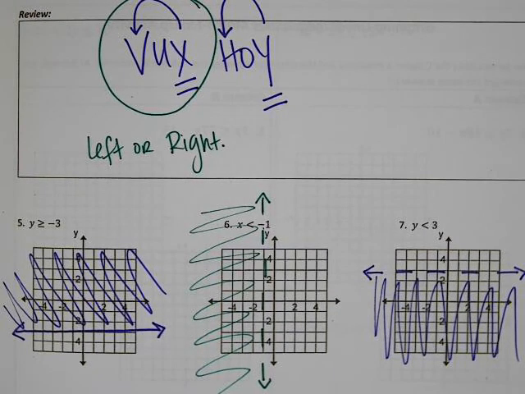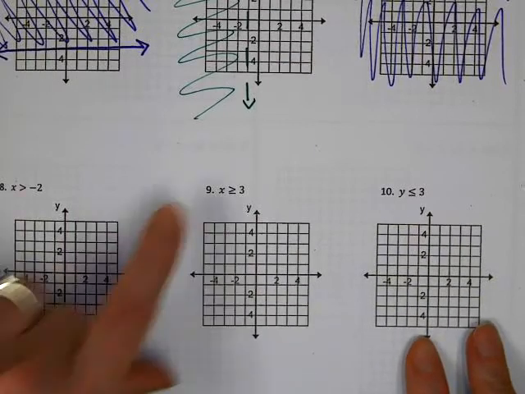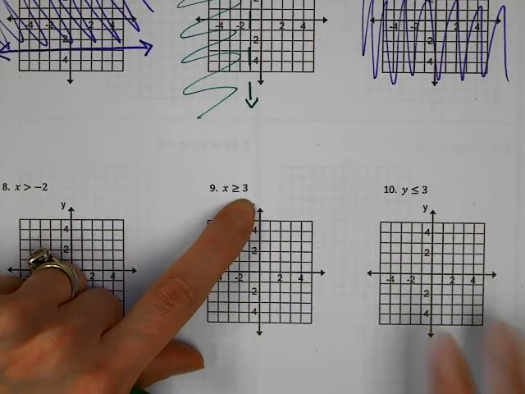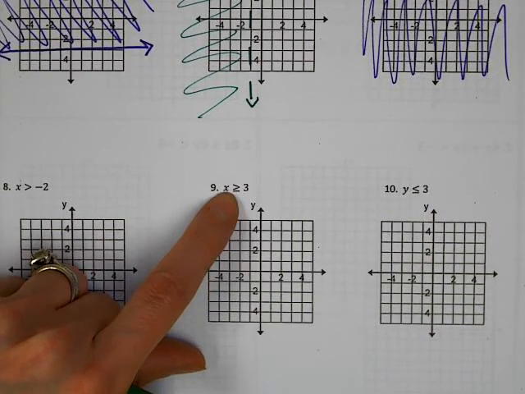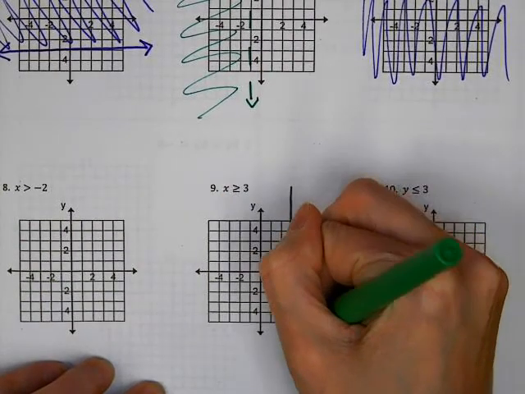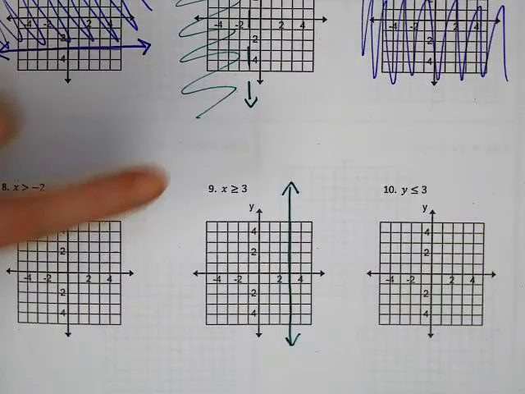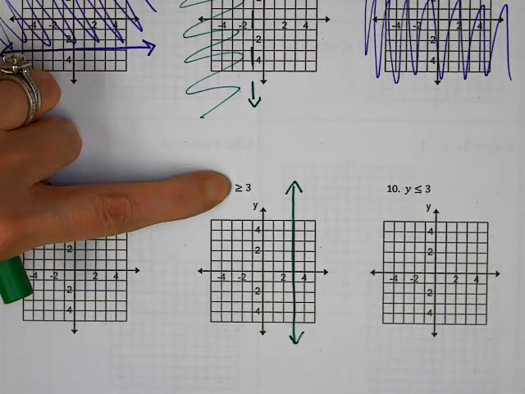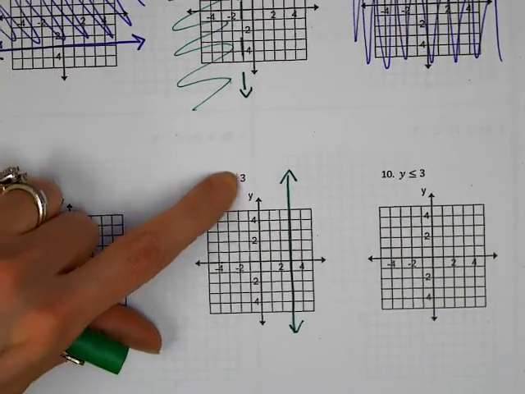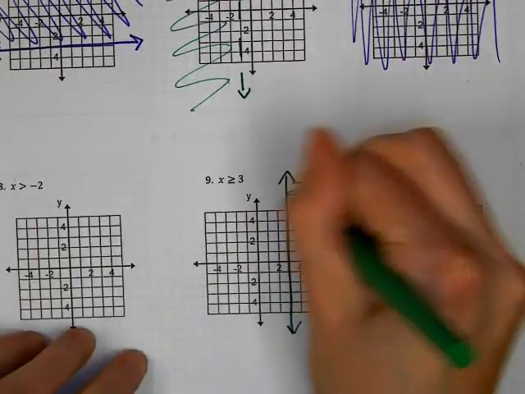All right, let's try one more of those. Number 9. So it's x, so it's vertical. A vertical line through x equals 3. And because it's or equal to, it's going to be a solid line. All right, so there's x equals 3. And it says greater than. So do you think that means left or right? So greater than, the arrow's pointing to the right. So we're going to shade to the right.